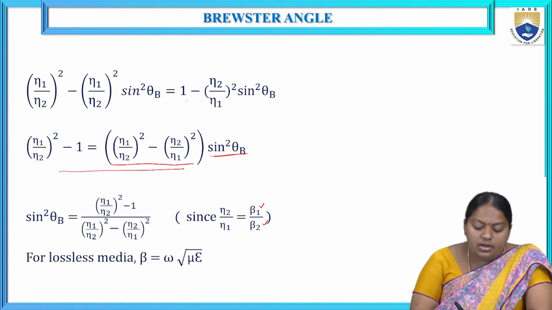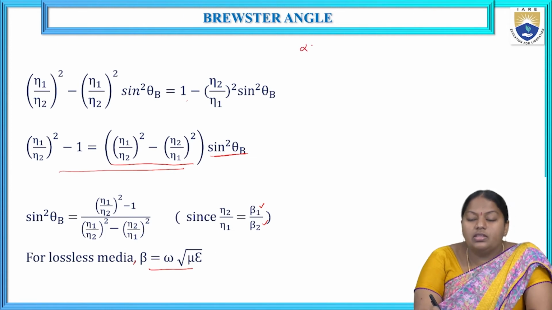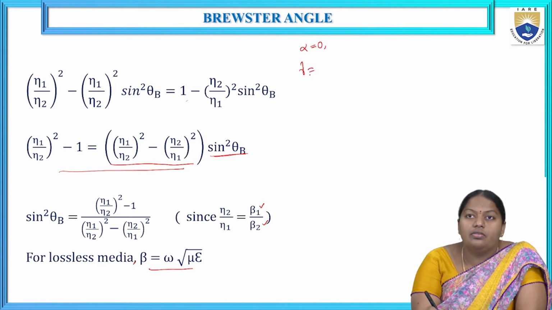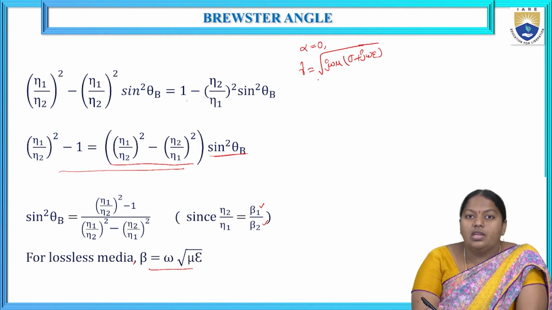So for a lossless medium, β equals ω√(με). How does the phase constant become ω√(με)? As we know, the loss term is represented by the attenuation constant α, so for a lossless medium we represent it with α equal to 0. How α becomes 0: according to the propagation constant γ equation, which includes all the wave characteristics, γ is given by √(jωμ(σ + jωε)).